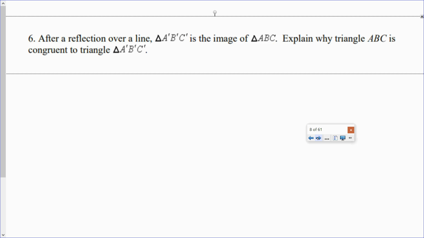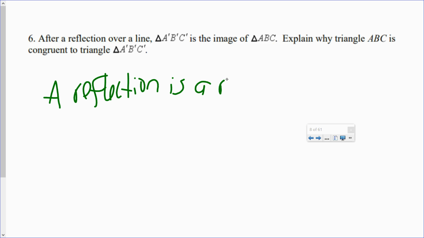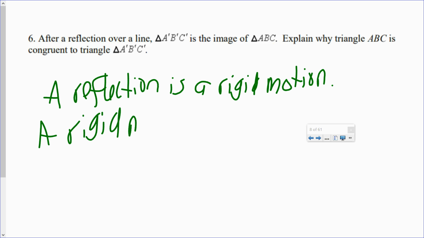After a reflection over a line, triangle A'B'C' is an image of triangle ABC. Explain why the triangles are congruent. Well, we already said, identify the transformations: translate, rotate, reflect, check for orientation. I don't have to do that here. It tells me that it was a reflection. State that it's a rigid motion. A reflection is a rigid motion. Tell me what that means. A rigid motion preserves size and angle measure.